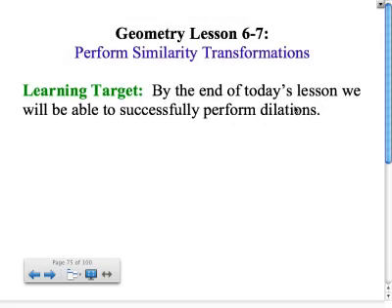6-7, we're going to look at performing similarity transformations. Now, we haven't talked a ton about transformations in general, but what transformations are is they are taking a figure and doing something with it, whether it means moving it up, moving it down, left, right, enlarging it, rotating it. There are numerous types of transformations that we're going to discuss, but in particular in this section, we're going to look at a similarity transformation called dilations.